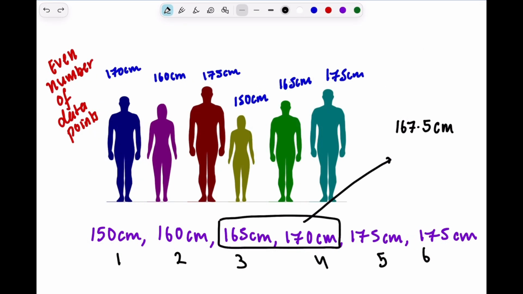So all we have to do to find the median of an even number of data points is to add up those 2 middle values and divide by 2. In this case, 165 and 170 are the 2 values around 3.5. So 165 plus 170 divided by 2 will give us 167.5 centimeters, which is our median in this case.